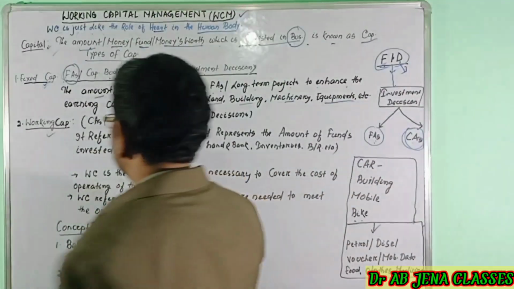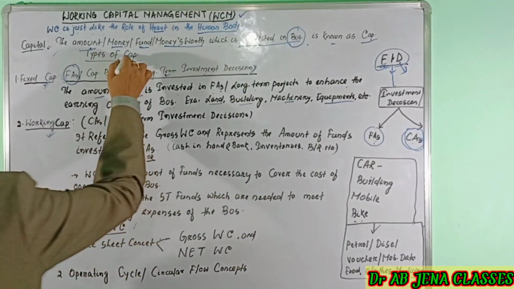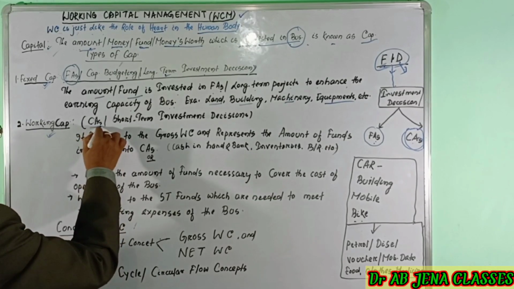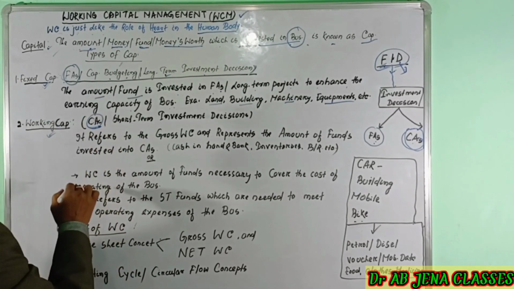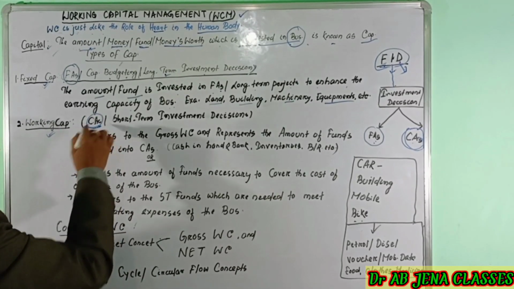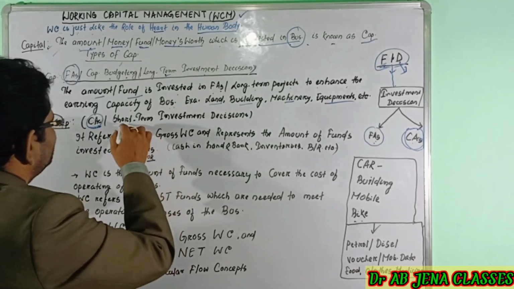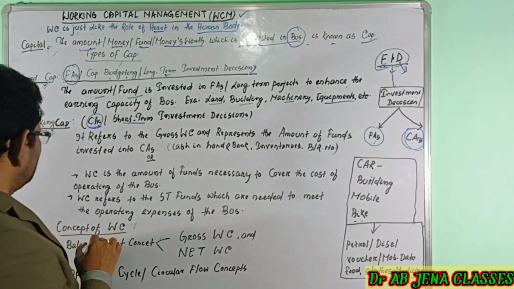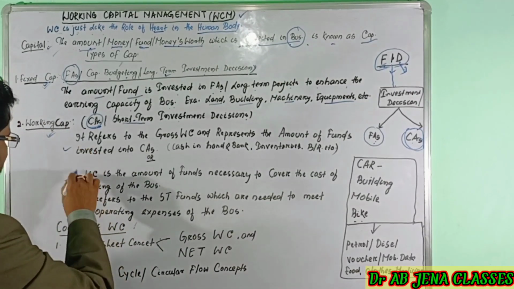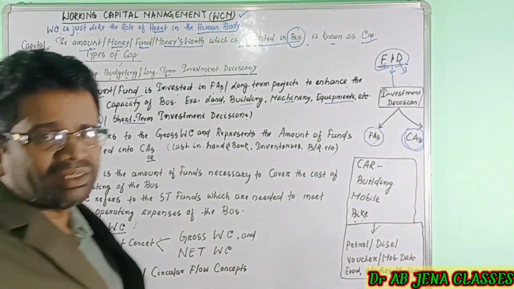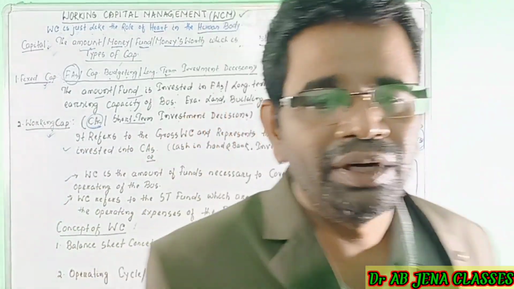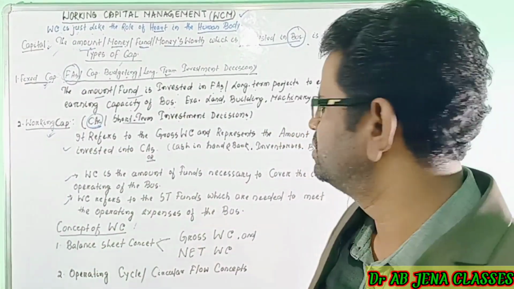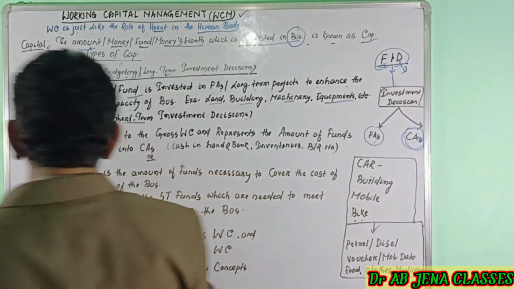Yes. The second type of capital is working capital. What is this working capital? It is the investment into CA, current assets, or we can say short-term investment decisions. What is this working capital? I have written three meanings of working capital. You have to remember any one, or it will be better if you remember all three meanings of working capital.